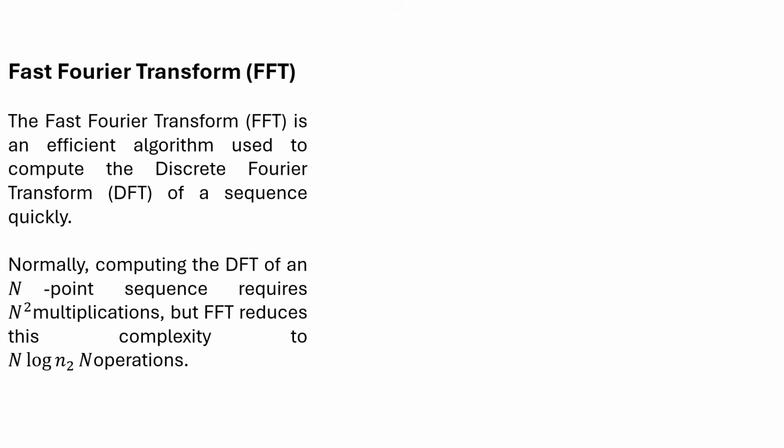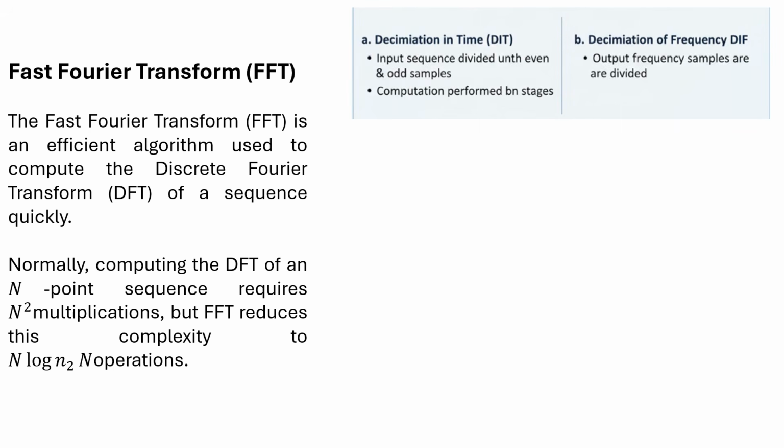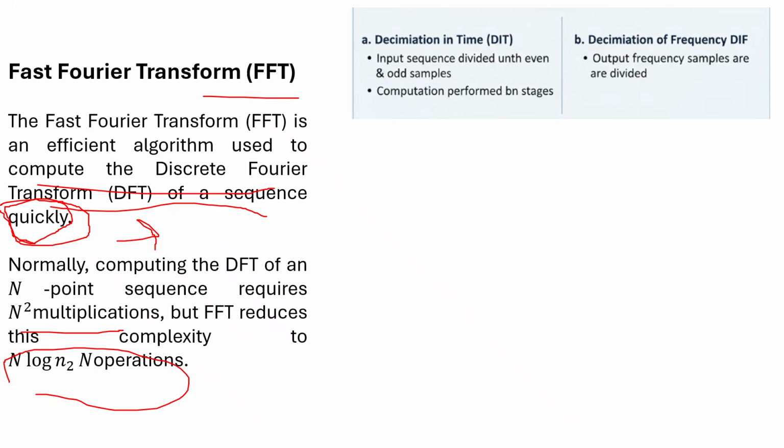Now, what is the fast Fourier transform? Fast Fourier transform is an efficient algorithm used to compute the discrete Fourier transform of a sequence quickly. This is the important word, quickly, right? You can do the DFT, but the problem is that it will take lots of time. So how can we reduce it? Using the FFT, fast Fourier transform. Normally, computing the DFT for an n point sequence requires n square multiplications, right? Here we reduce the complexity and perform only some steps.